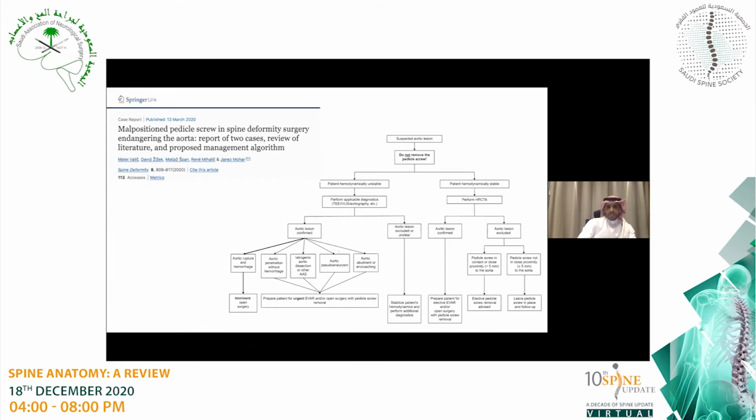This is a diagram or algorithm, the only algorithm that I could find in the literature. It's level 4 evidence, but it can give an idea of how to manage your screw when you put it in the pedicle and it is malpositioned and touching or invading the aorta. I will not go into much detail.